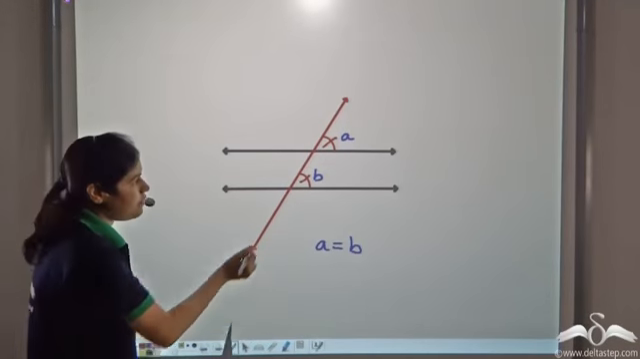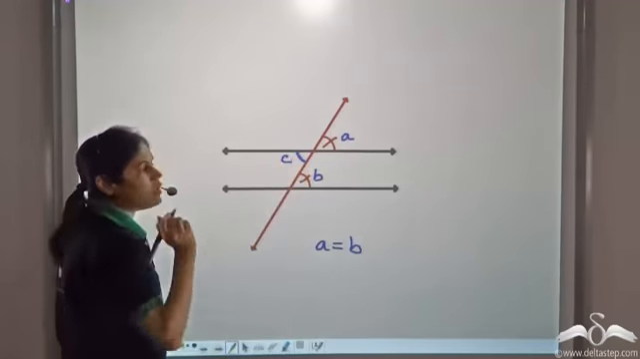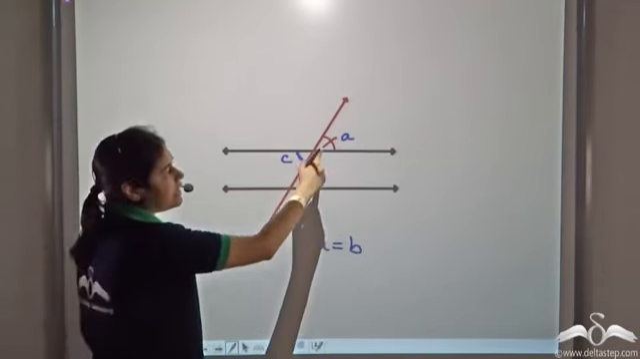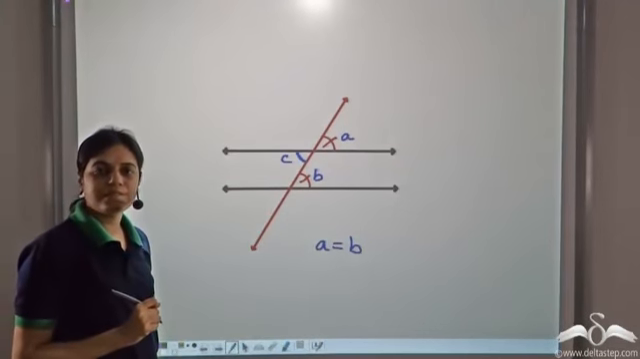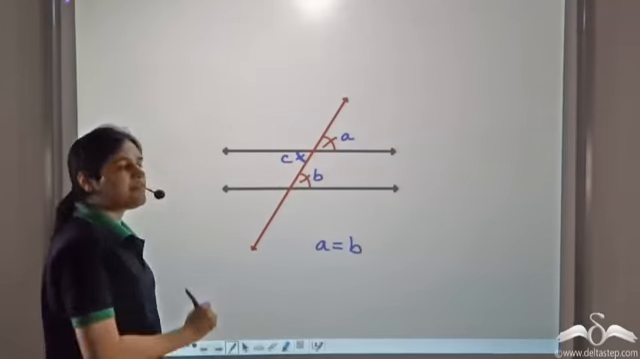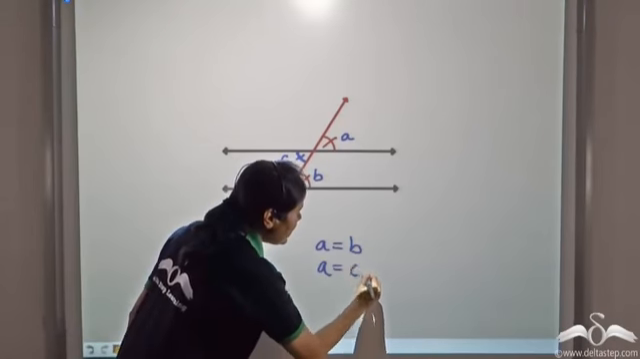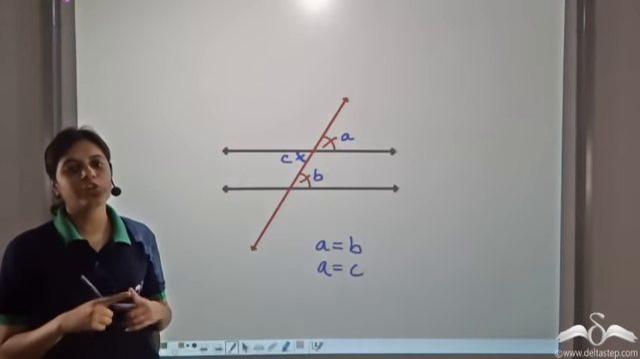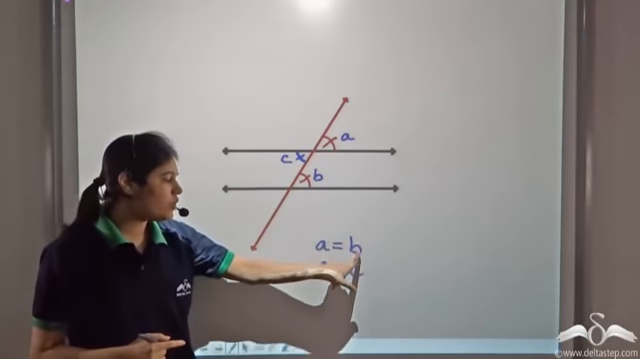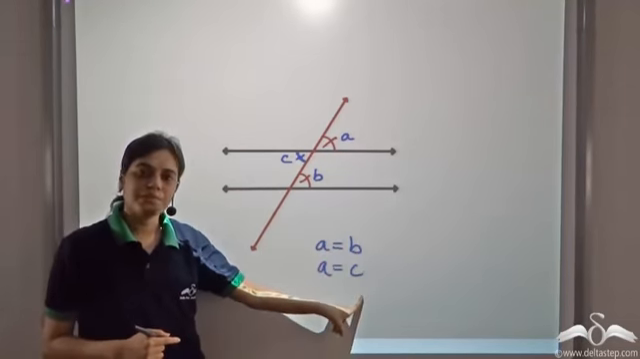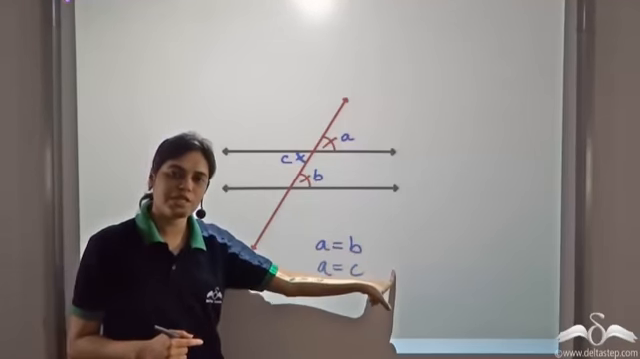Now, if you look at this angle, let me call this angle C. So angle A and angle C are vertically opposite angles. A and C are vertically opposite angles. So I can say angle A and angle C are equal because we know that vertically opposite angles are equal. So A is equal to B and A is equal to C, which means that all three are equal, A equal to B equal to C.